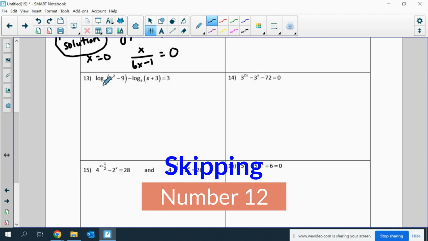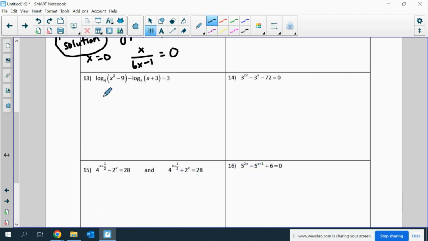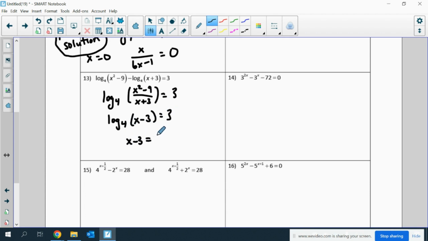Number 13, log base 4 of x squared minus 9 minus log base 4 of x plus 3. I'm just going to use the condensing formula. And then, since x squared minus 9 factors to x plus 3 times x minus 3, the x plus 3's will cancel. Then I have x minus 3 equals 4 to the 3rd. 4 to the 3rd is 64. So x equals 67.